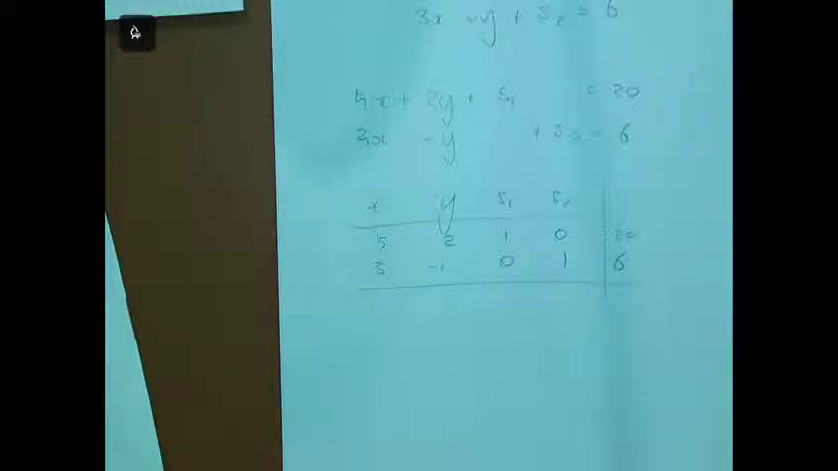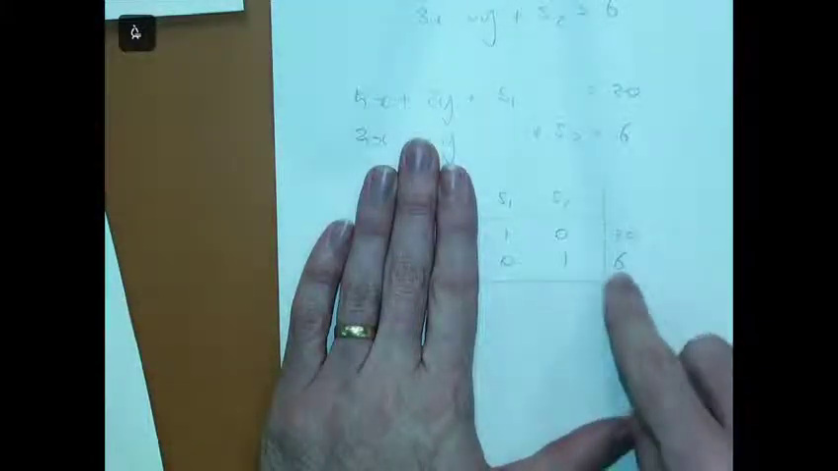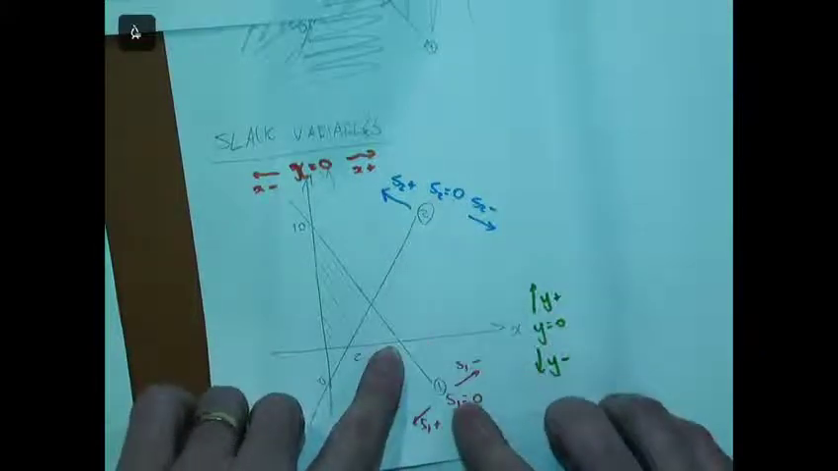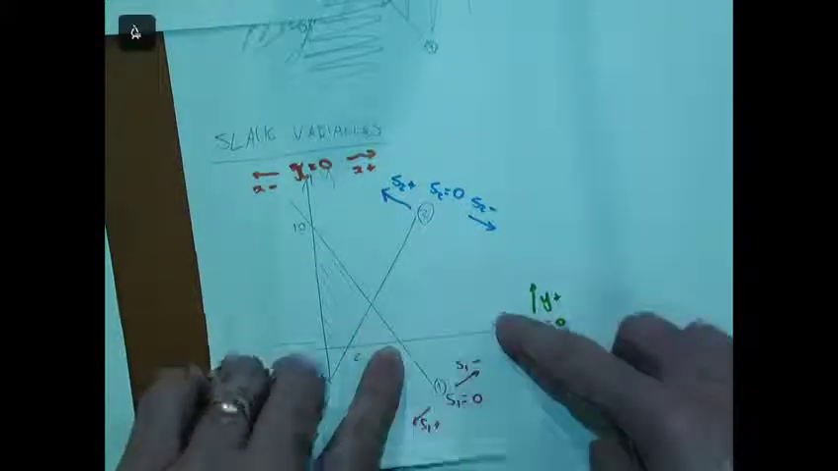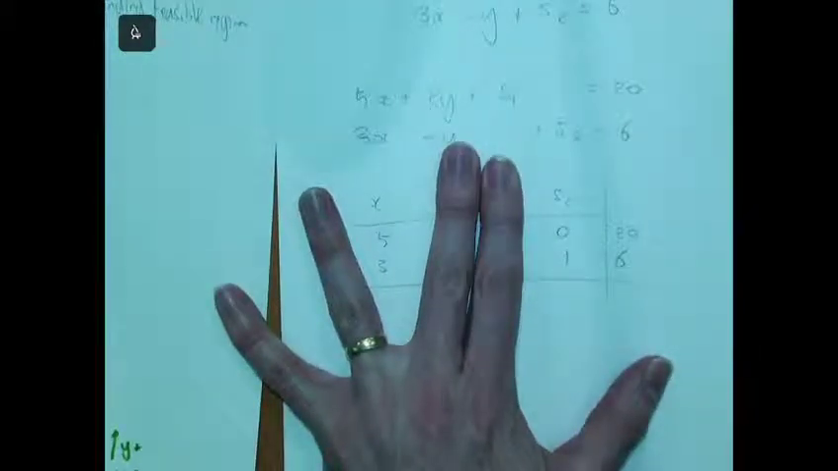So I can imagine going, all right, I want to figure out what happens at the point 0, 0. That's when x and y are both 0. And that's telling me that S1 is 20 and S2 is 6. I could try and figure out what happens at the intersection, maybe this point just here, which is when S1 is 0 and when y is 0. That's this. And I would have to solve that equation.